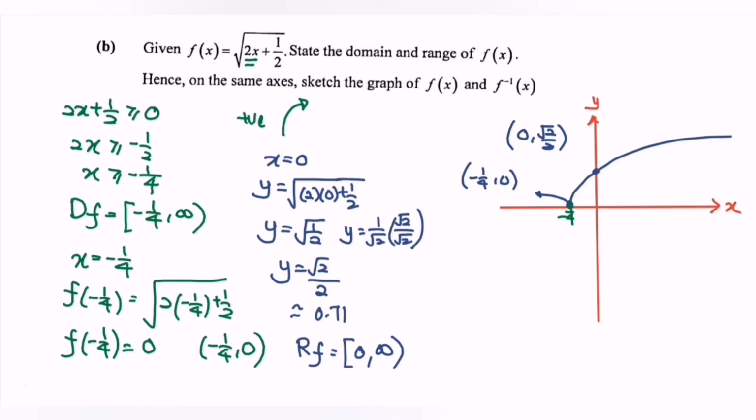Next is to focus on the inverse graph. By referring to the inverse, we are going to use reflection, meaning interchange the values x and y. Focus on negative 1 over 4, 0. If we reflect, it will become 0, negative 1 over 4. So here will be the location. Next, for the y-intercept, if we reflect, it will become square root of 2 over 2, 0. So that is the situation for this part.